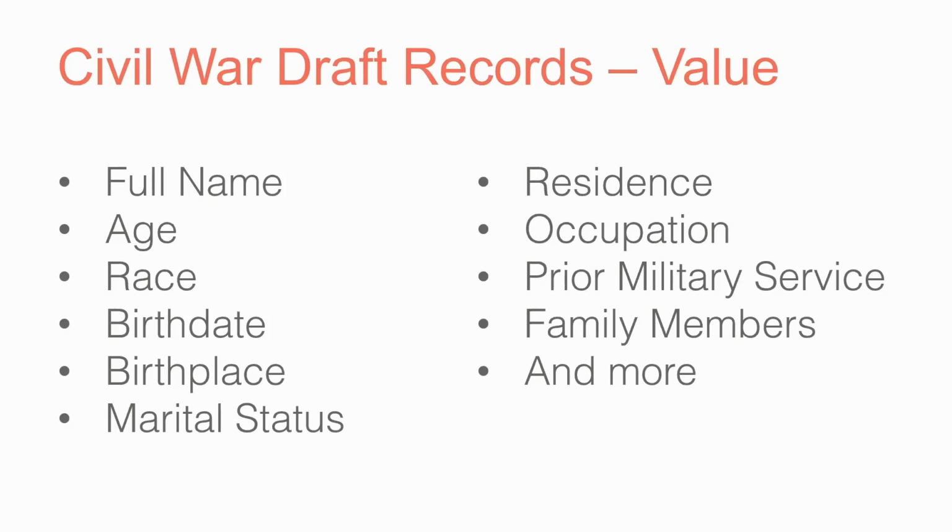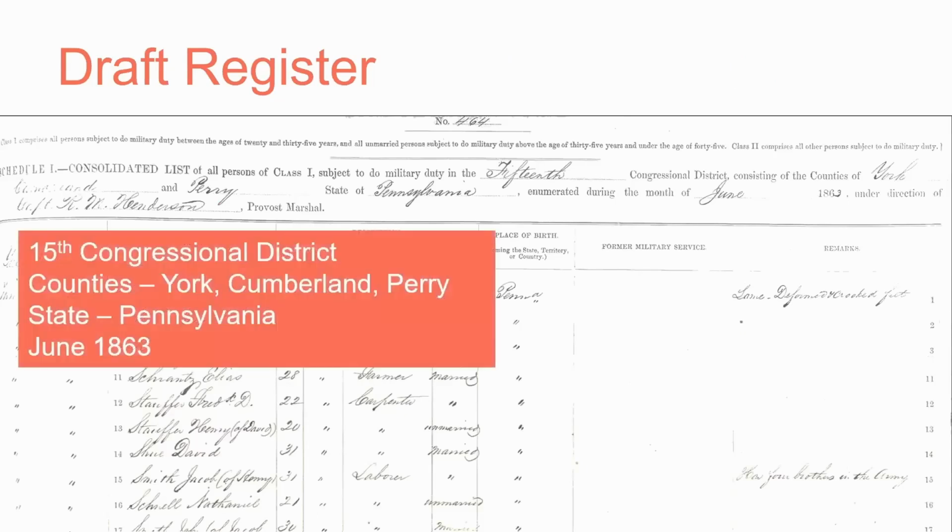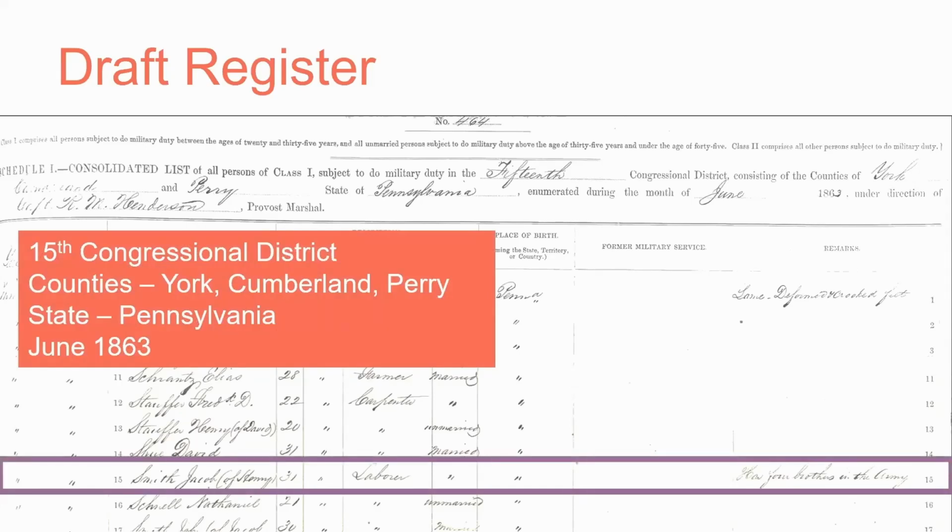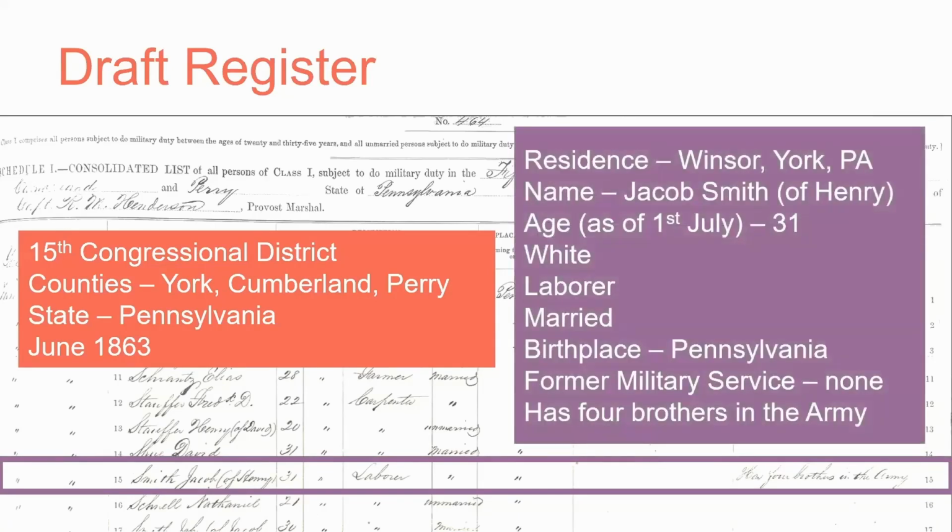But let's look at an example. This is a draft register. In the header, we learn that it is for the 15th Congressional District, and it's for the counties in Pennsylvania include York, Cumberland, and Perry. And this was dated June of 1863. But let's take a look at this line at the bottom and learn more about this soldier. On it, we see the soldier is from Windsor, York, Pennsylvania. His name is Jacob Smith, and he was the son of Henry.